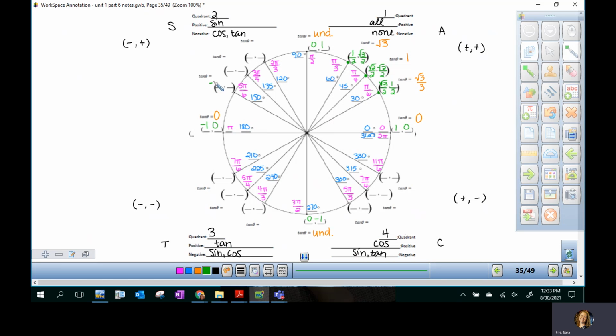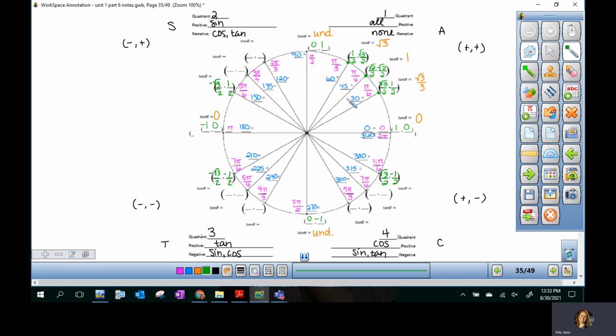So this would be negative square root of 3 over 2, 1/2. Here at 210, it would be negative square root of 3 over 2, negative 1/2. And at 330, it was square root of 3 over 2, negative 1/2. So now I could do the same thing for the 45-degree angles.